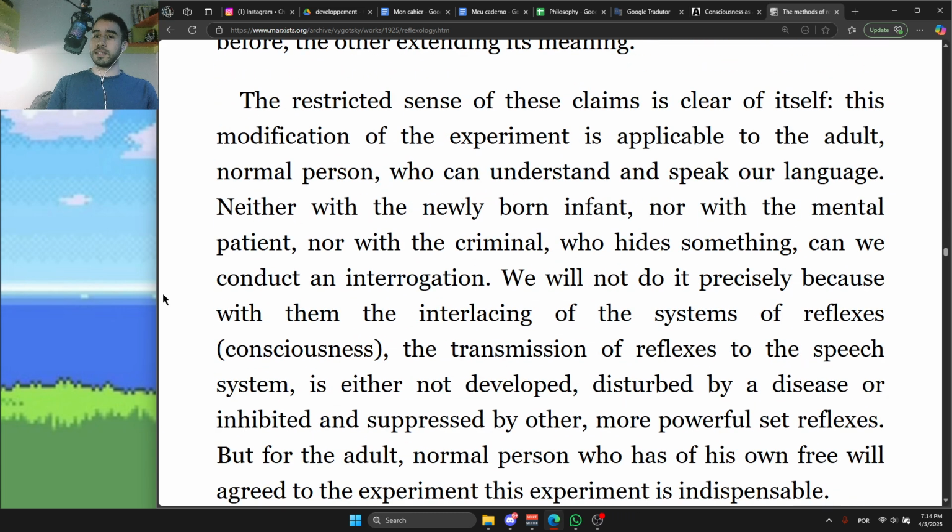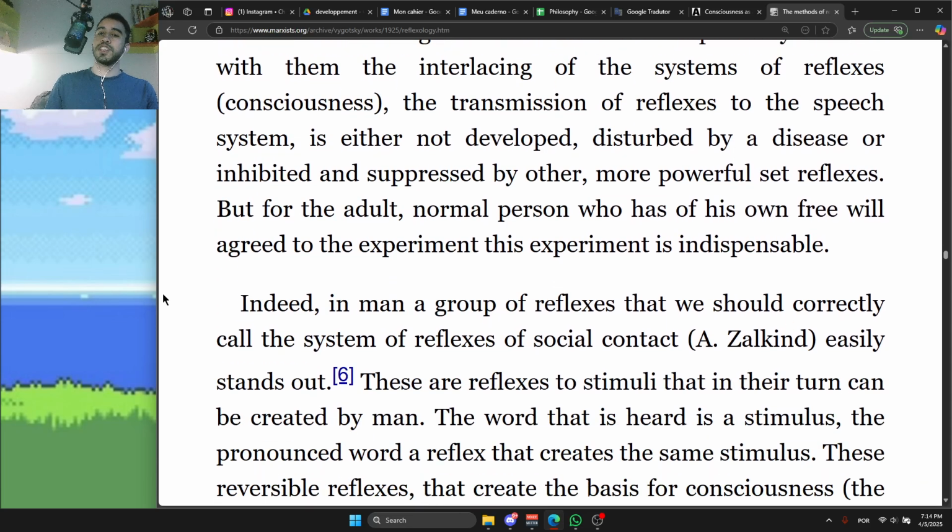The restricted sense of these claims is clear of itself. This modification of the experiment is applicable to the adult, normal person who can understand and speak our language. Neither with the newly born infant, nor with the mental patient, nor with the criminal who hides something, can we conduct an interrogation? We will not do it precisely because we find with them the interlacing of the system of reflexes, consciousness. The transmission of reflexes to the speech system is either not developed, disturbed by a disease, or inhibited and suppressed by other, more powerful set reflexes.